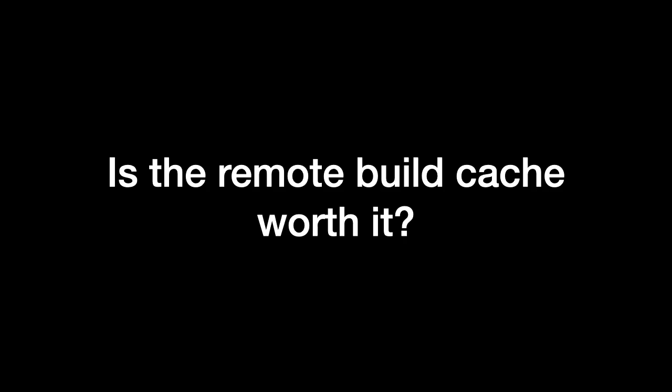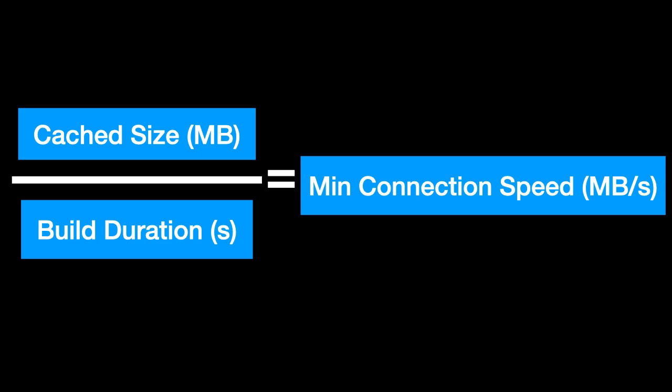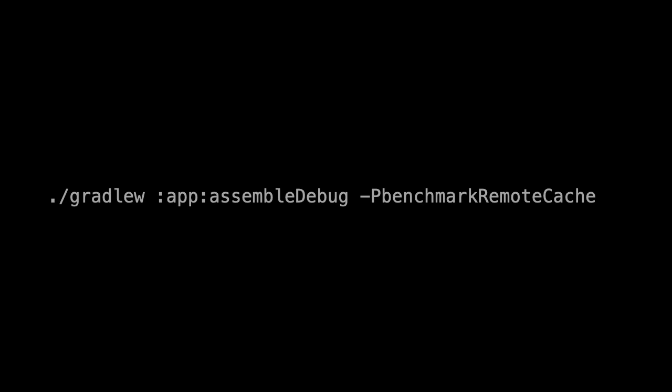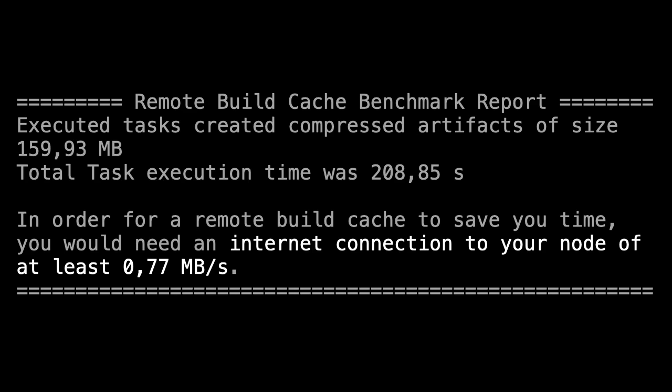And so is the remote build cache worth it? I actually wrote, you can do this calculation: the size the build added to the build cache divided by the build duration is the minimum connection speed you need to your build cache. I know this equation is super confusing, but anyways, in the Gradle Doctor, you can benchmark how fast of a connection you need to the remote build cache by adding this Gradle flag and just running any task in your project. You'll get a nice report here that tells you how fast your internet connection needs to be.